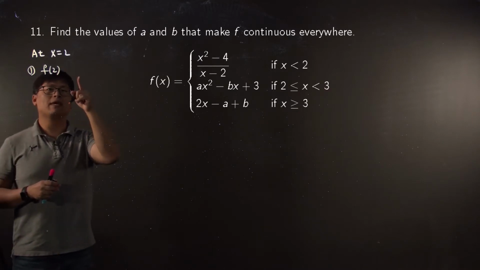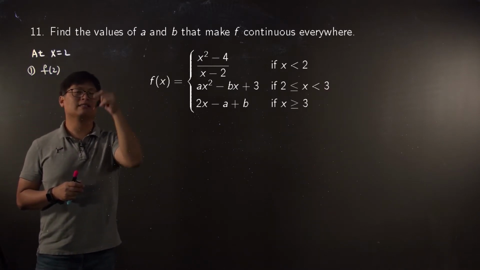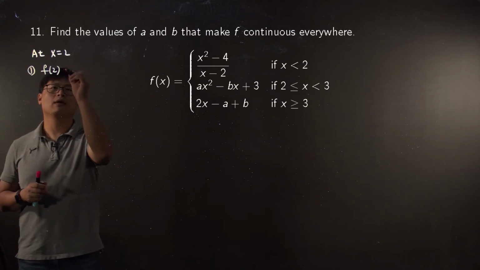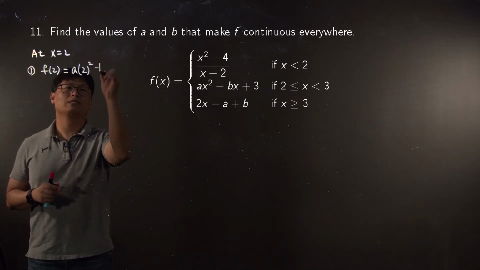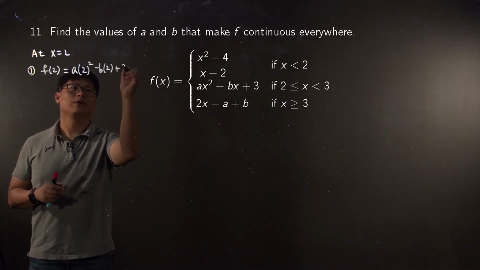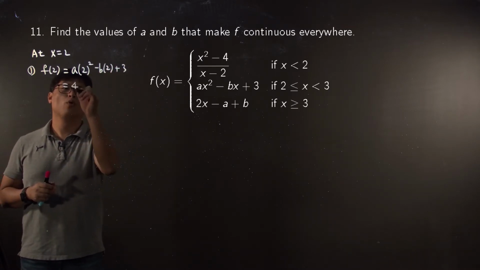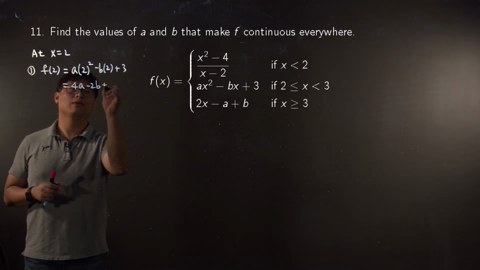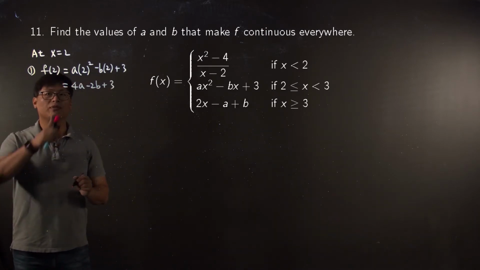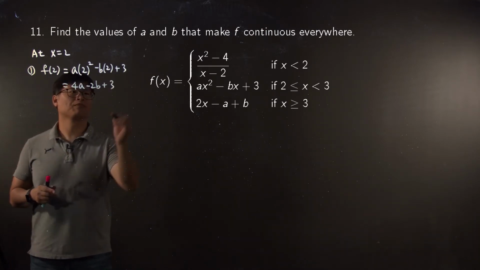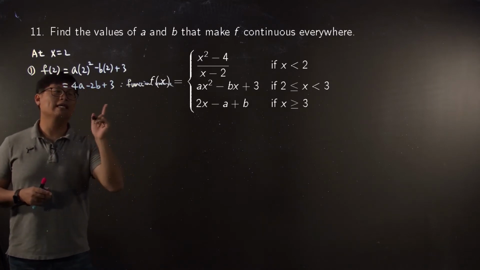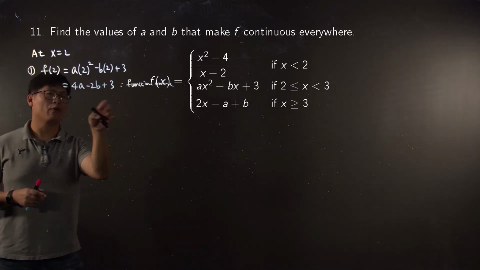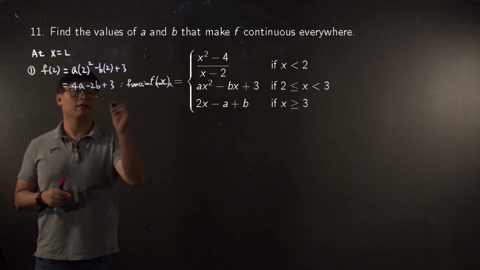Since you have an equal sign at 2 in the second equation, we can plug 2 into the second one: a times 2 squared minus b times 2 plus 3, which is equal to 4a minus 2b plus 3. This is the function value, and you can easily figure out it's not only the function value, but also the right limit.